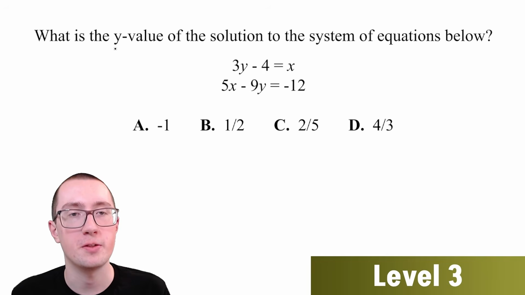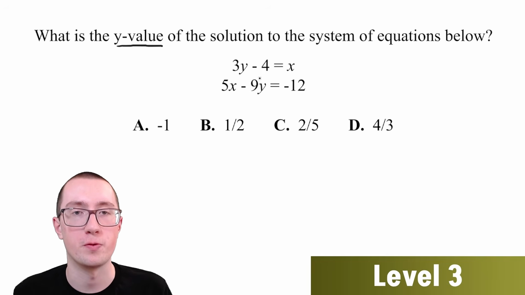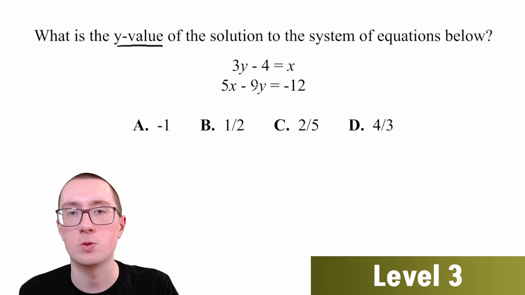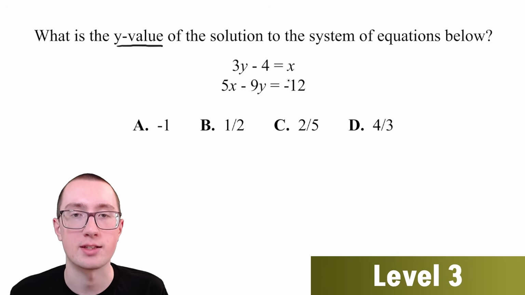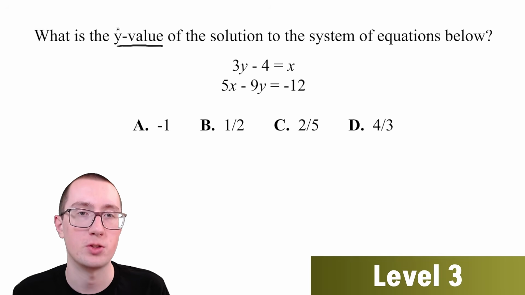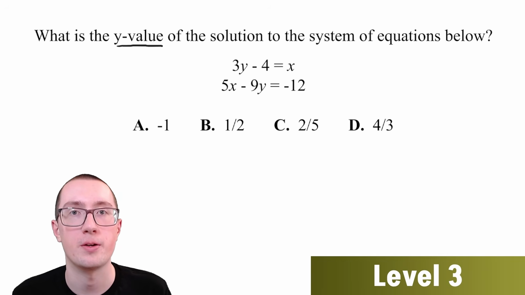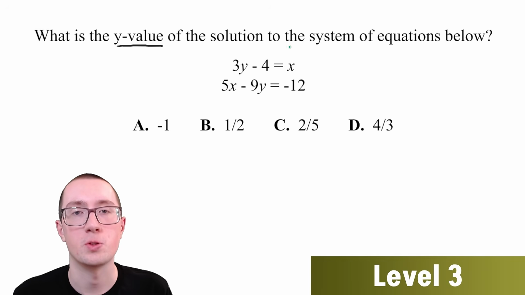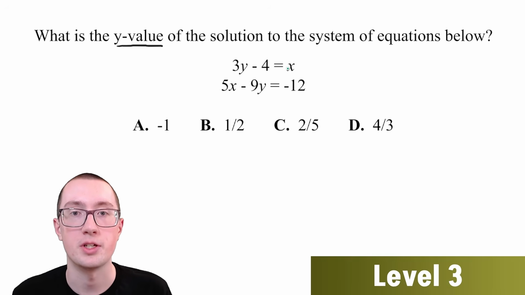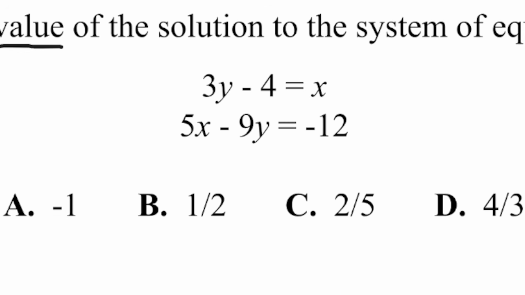For this problem, we need to find the y value of the solution to this system of equations. So normally the answer to a system of equations has both x and y, but they're nice enough to only make us find the y value. Now there's two main ways to solve a system of equations. There's substitution and there's elimination. Now elimination looks like it would be really annoying to try to do right now, but substitution is actually fairly simple, because we have x by itself already.